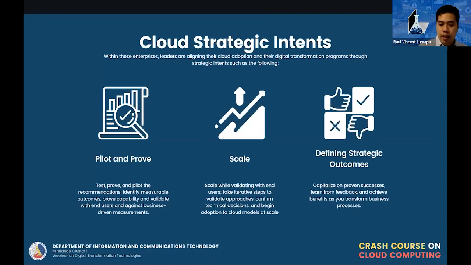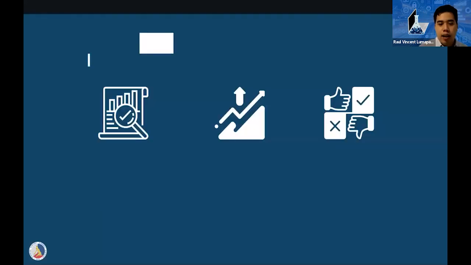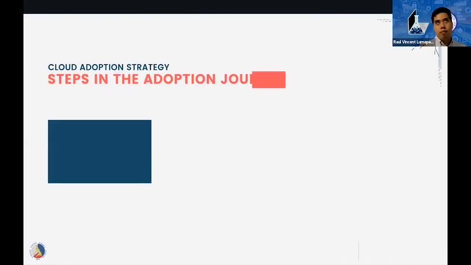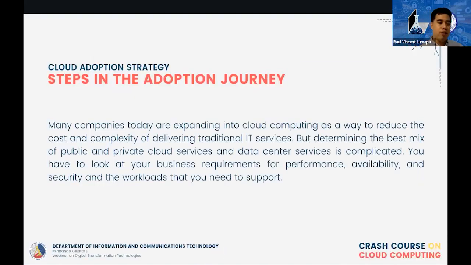Okay, and then I think this is the last one: defining strategic outcomes. Capitalize on proven success, learn from feedback, and achieve benefits as you transform your business processes. This is a strategy that can be applied in other transformation or adoption, in ICT adoption as well.